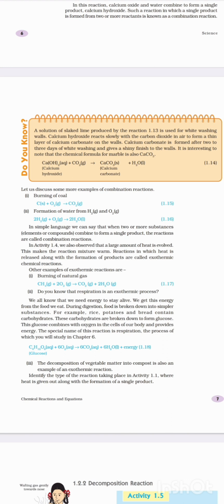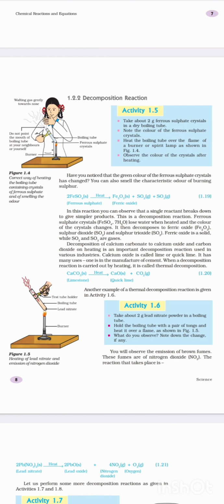Okay, now let's see another type of reaction called decomposition reaction. Earlier we have studied combination reaction in which two or more reactants combine to form a single product. Here in decomposition reaction, as the name suggests, a single reactant is broken down into two or more products. So that is the inverse, totally opposite of combination reaction. Okay, let's see activity 1.5.